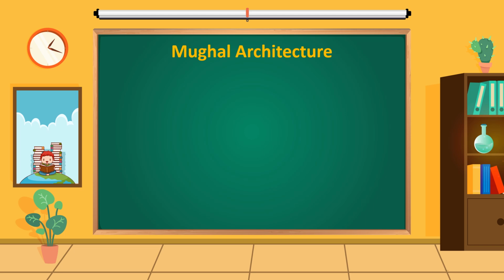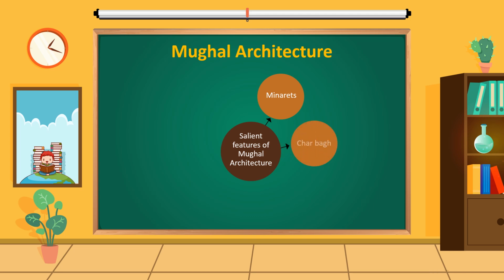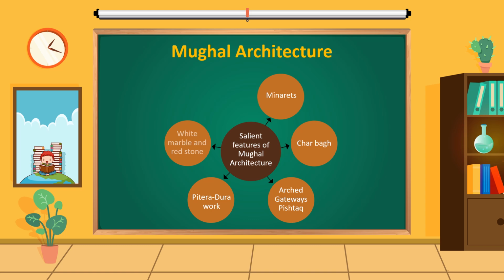Mughal architecture. Salient features of Mughal architecture: Minarets, Chhatris, Arched gateways, Pishtaq, Pietra dura work, White marble and red stone, Domes.